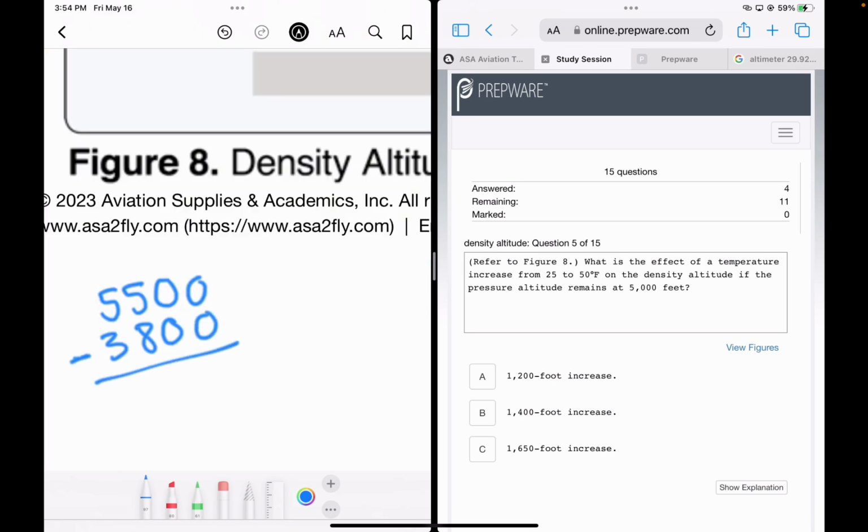And because I am not very smart, I have to take out my calculator. Just give me a second while I calculate that. Maybe you smart people can do it in your head. Okay, so I got 1,700 feet. And then we look at our answers.